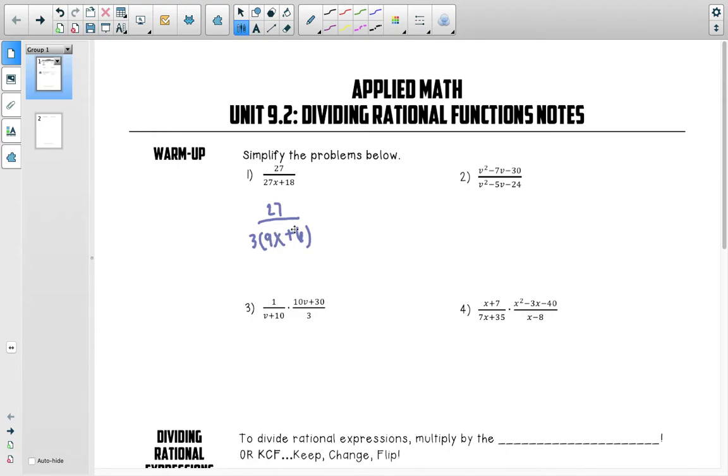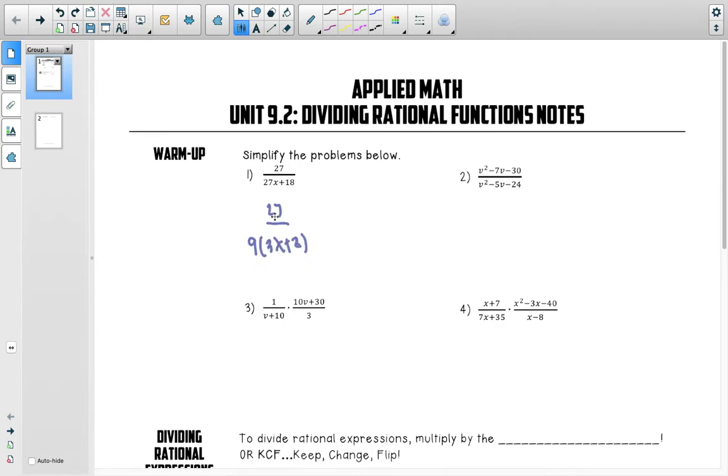So let me check something real quick. And I don't know why I didn't think of taking 9. So that's kind of goofy. Oops. Okay, so let's take a 9 out. I'm sorry about that. You can take a 9 out, which gets you 3x plus 2.